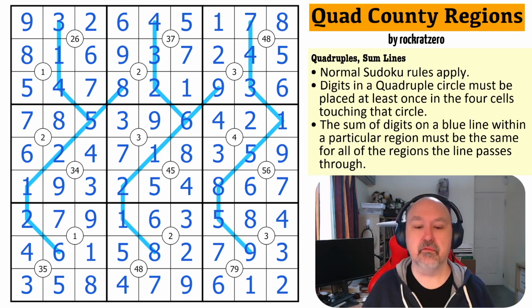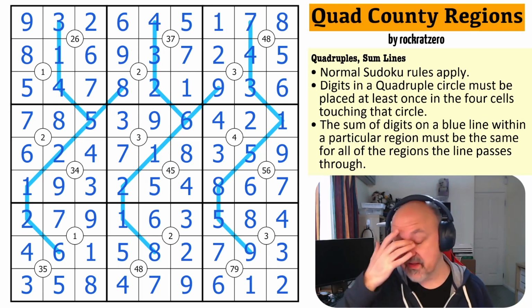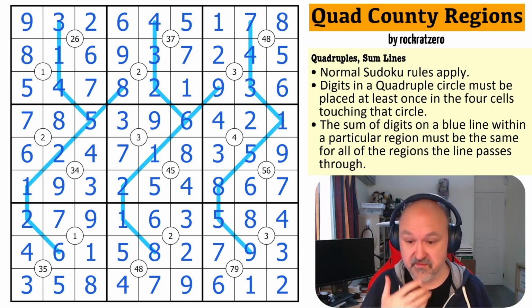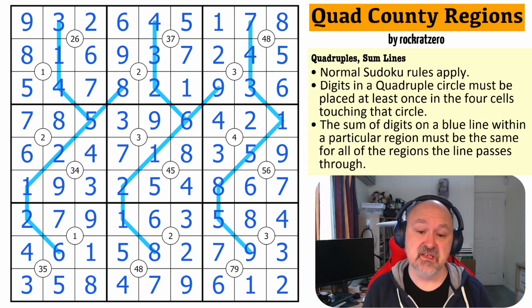Now, I'm not picking on Rockrat or anything like that. This puzzle was really, really cool, and there was some beautiful stuff to find. I love the shapes in this.